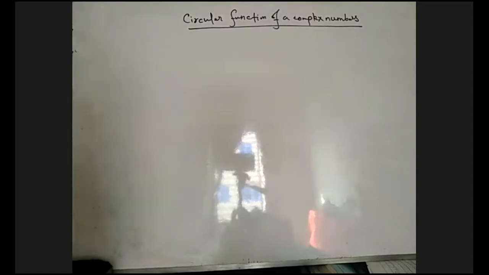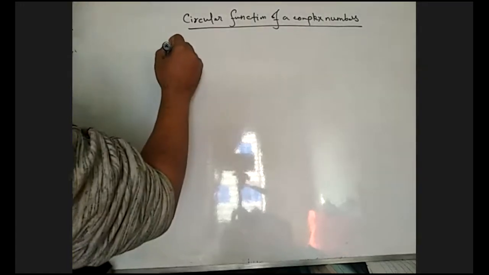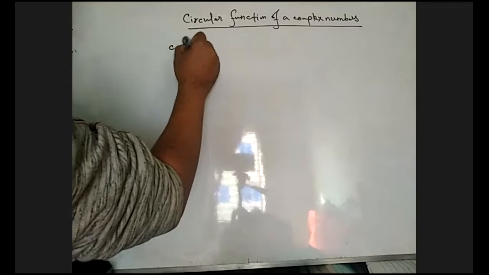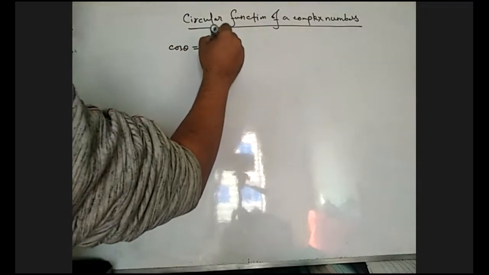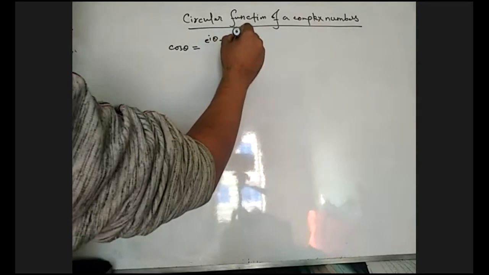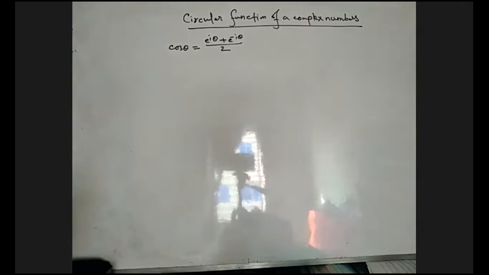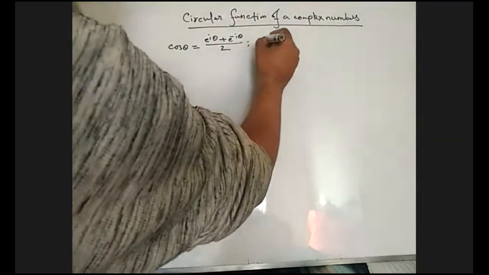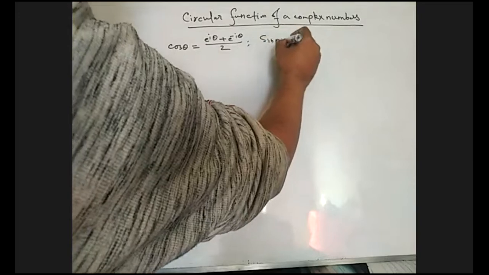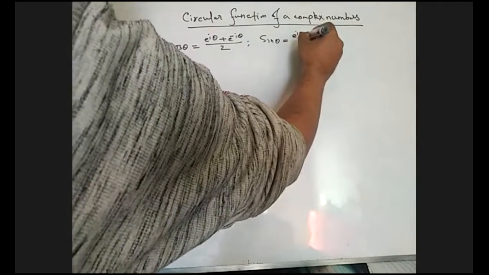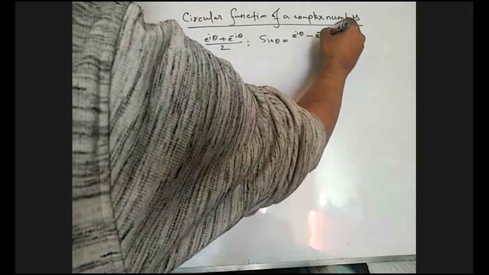Today we'll try to learn what is circular function of a complex number. Actually, circular function is also a trigonometric function like this. Cos theta equals e to the power i theta plus e to the power minus i theta divided by 2. And similarly, sin theta can be written as e to the power i theta minus e to the power minus i theta divided by twice i.